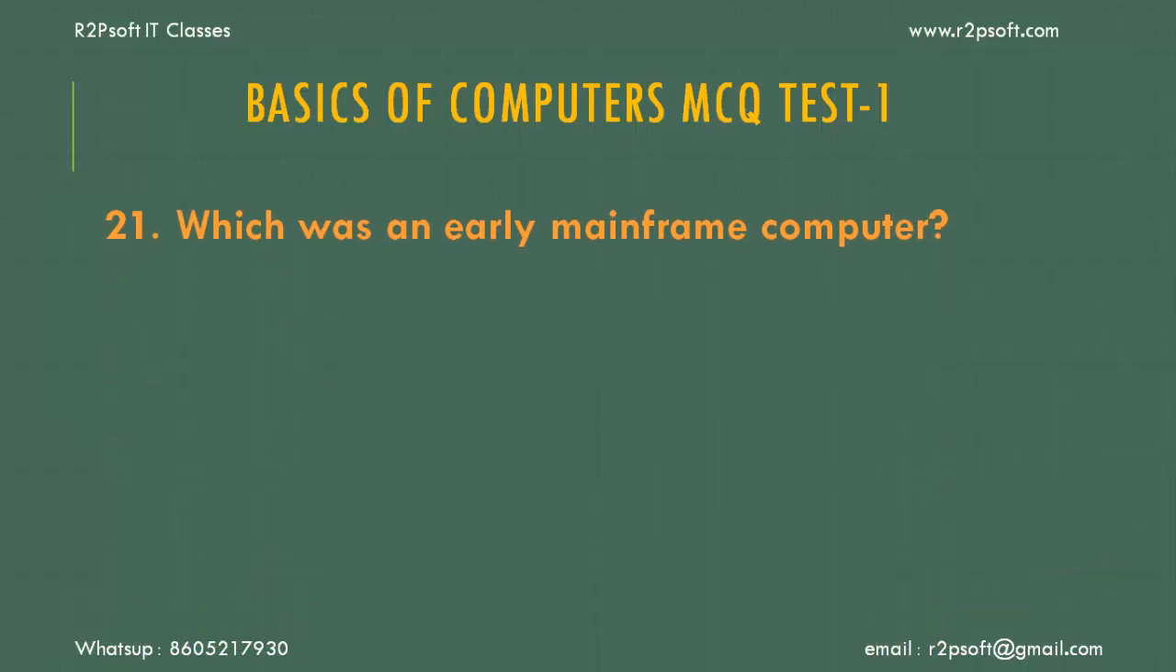21. Which was an early mainframe computer? A. UNIC, B. FURTRIA, C. BRAINIA, D. ENIAC. Answer is D. ENIAC.